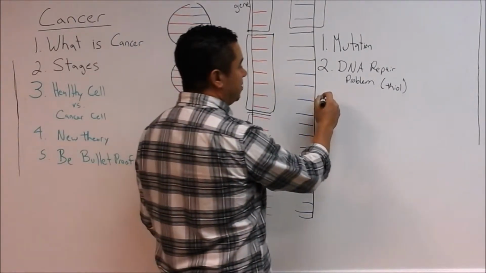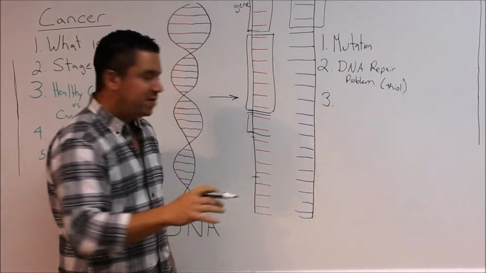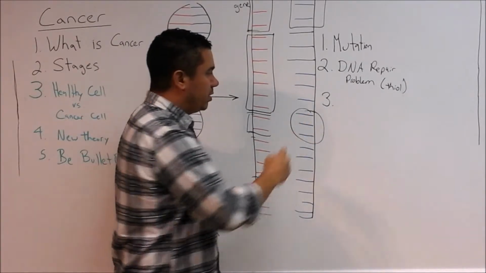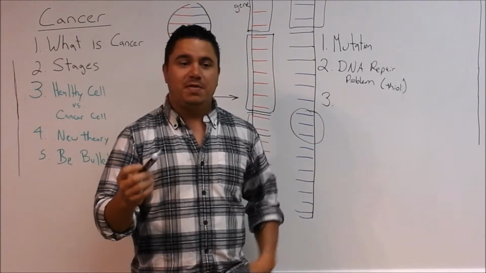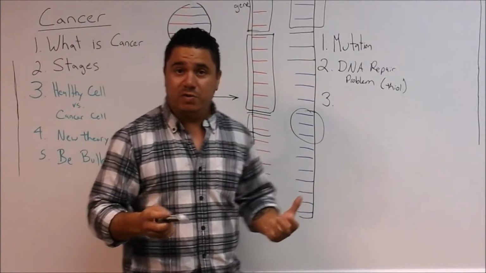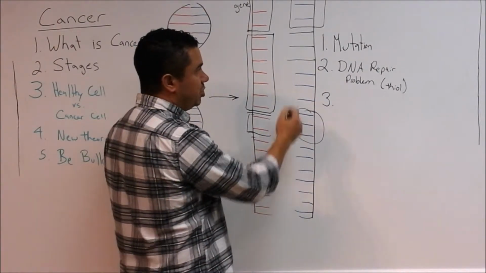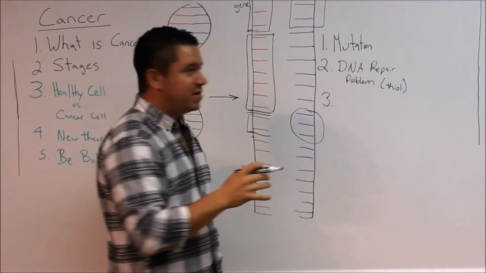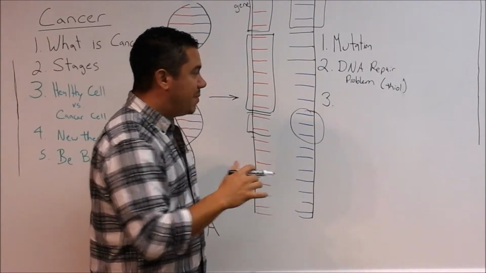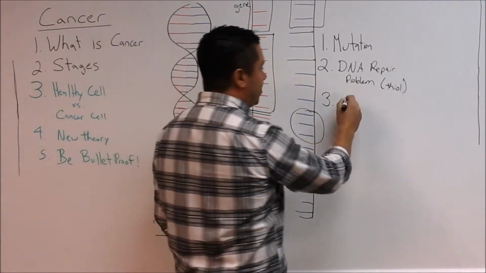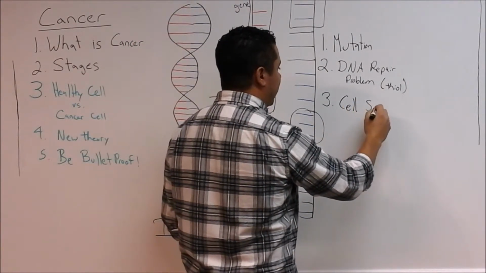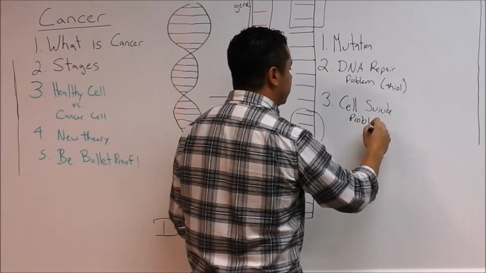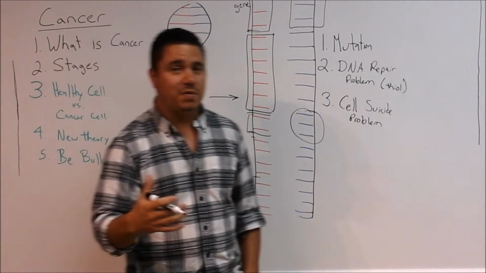Step three is this. Every single cell of your body has a gene. Let's say it's this gene right here. Inside of it, if it becomes damaged, it'll commit suicide. So this cell should understand that it's diseased, and it should kill itself. But for some reason, in a cancer cell, that mechanism is broken. So, cell suicide problem. The cell is not killing itself.